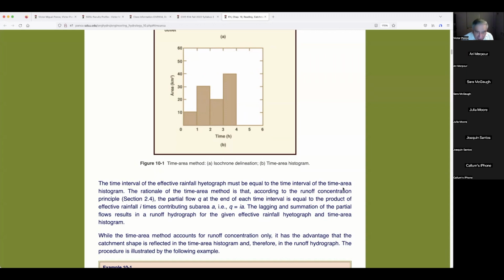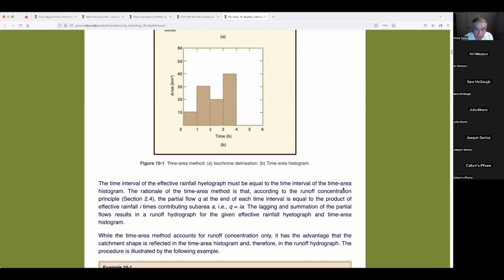Now, the rationale of the method is that according to the runoff concentration principle, which we know says that peak Q is equal to I effective times A, the effective I.